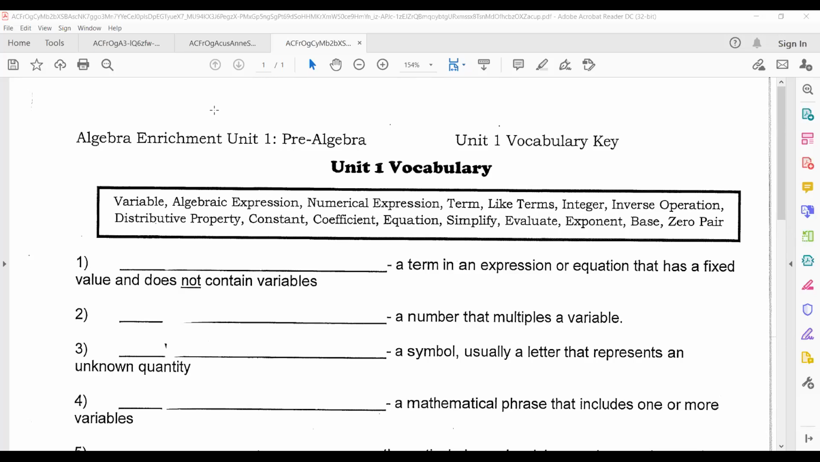Because if I start using this term and you don't know what I'm referring to, it's going to be very hard to understand what I'm asking about.